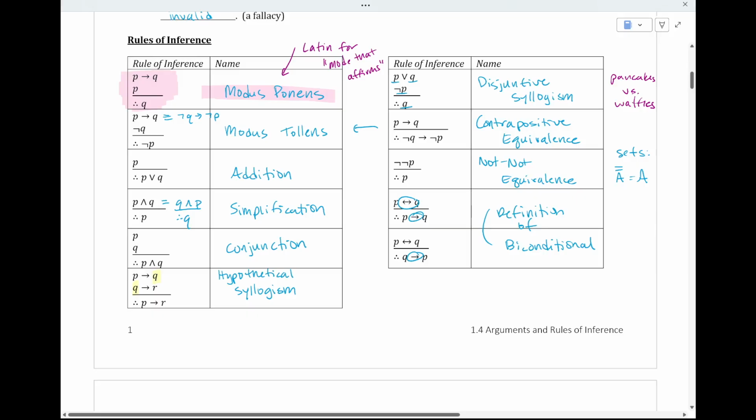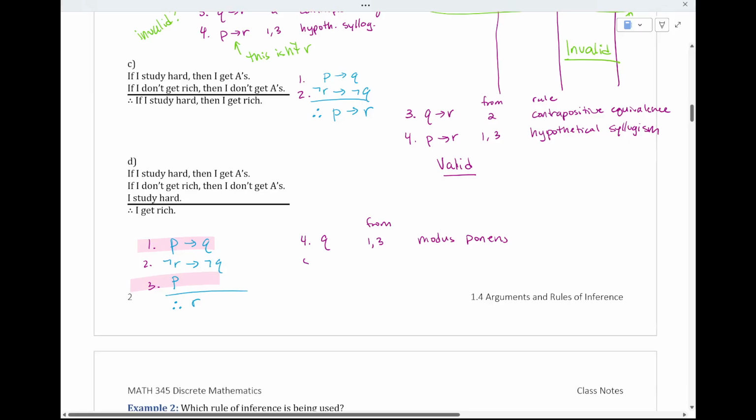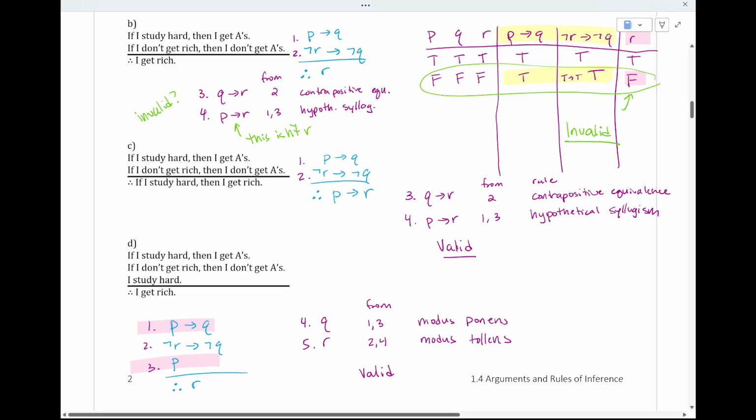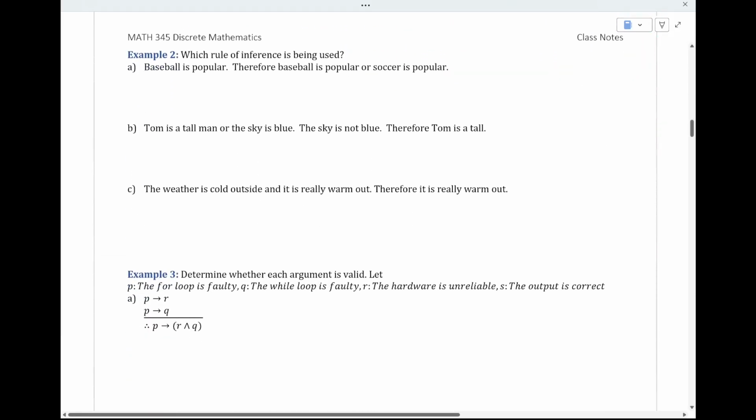Oh, that actually looks a lot like modus ponens. So I'm going to come back down here, and in step number 5, I know R, and that's from 2 and 4 with modus tollens. So this argument is also valid. All right, ready to move on to example 2.